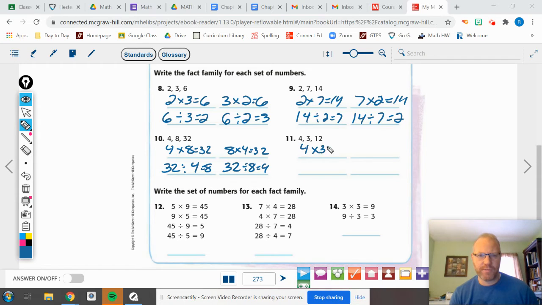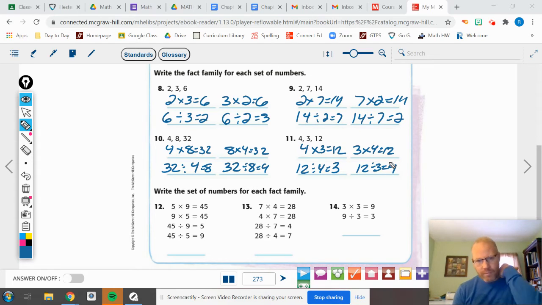4 times 3 equals 12. 3 times 4 equals 12. 12 divided by 4 equals 3. 12 divided by 3 equals 4. Write a set of numbers for each fact family. So we have 5, 9, 45. Pretty simple. 7, 4, 28.